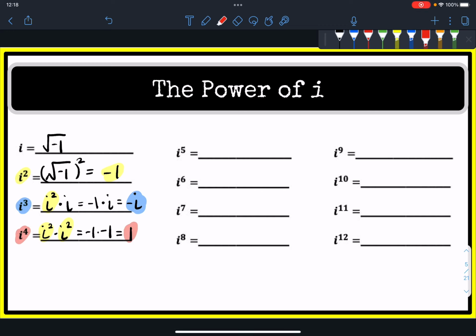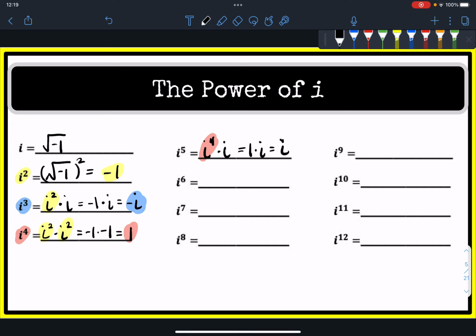Now, if I raise it to higher powers, like i to the fifth power, if I break this up into i to the fourth power times i to the first, that adds up to 5. 4 and 1 add up to 5. I could break it up different ways, but if I use this specific method, from the previous answer I know that i to the fourth power is equal to 1. So this is the equivalent of multiplying 1 times i, which again is going to equal i.